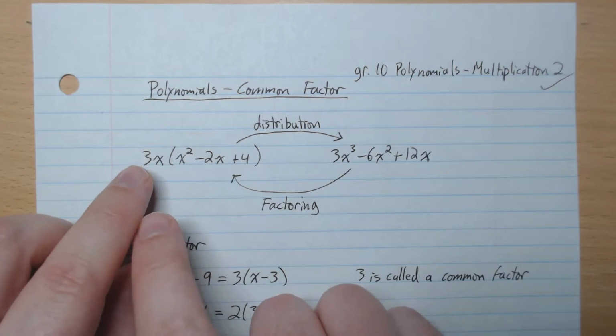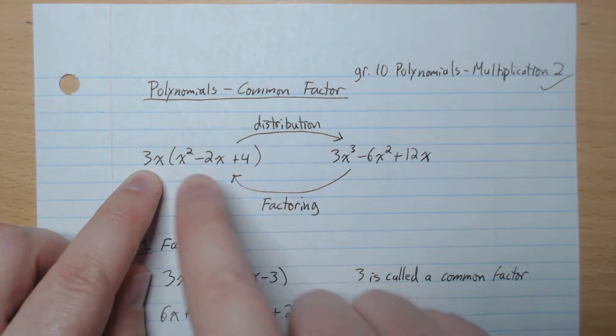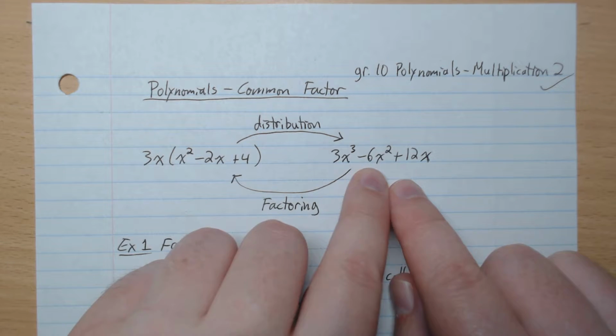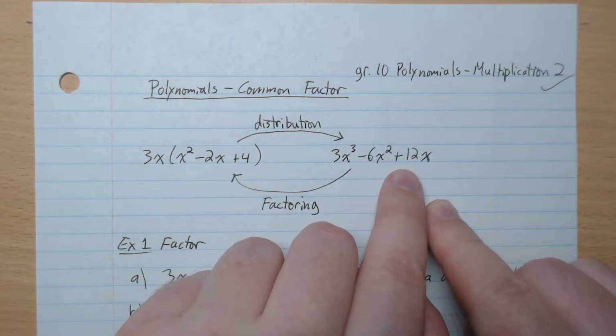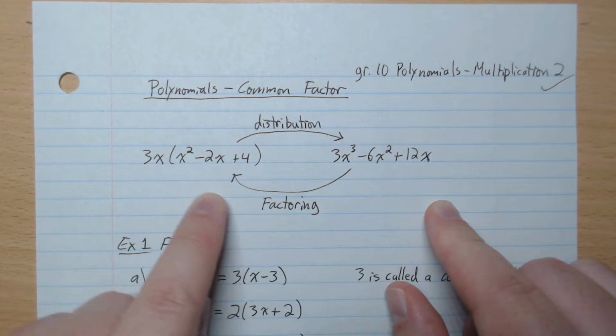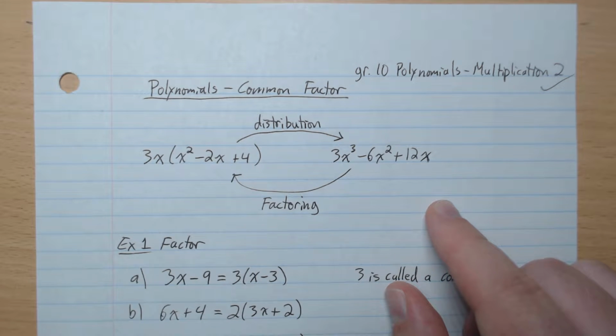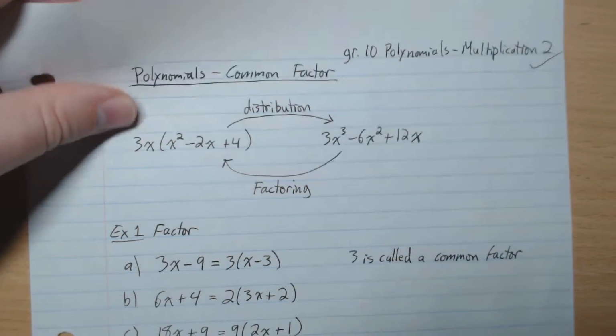And then we say, okay, 3x times what gives 3x cubed? X squared, right? If we take out 3x from the second term, what's left? Negative 2x. If we take out 3x from the last term, what is left? 4. So when we're going in this direction, that's called factoring the common factor. And so that's what we're going to do today. I'm going to do lots of examples, and then you'll have lots of practice questions.